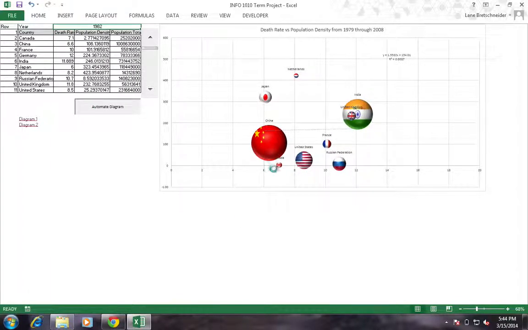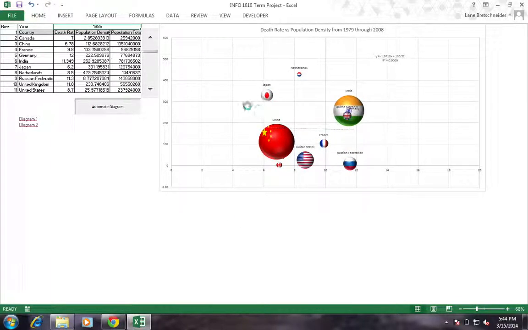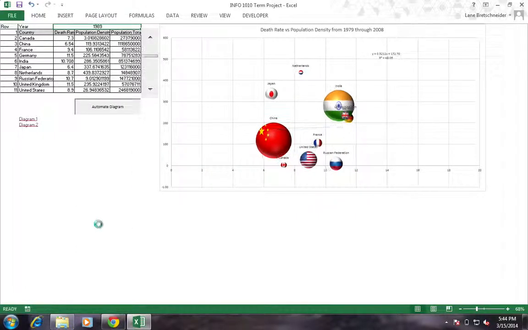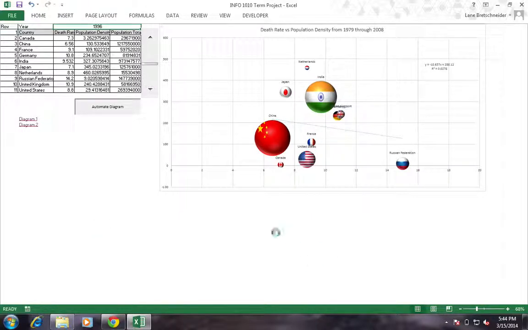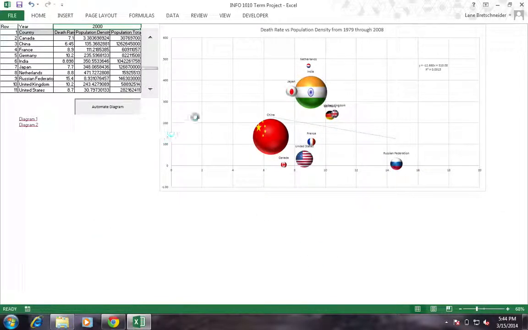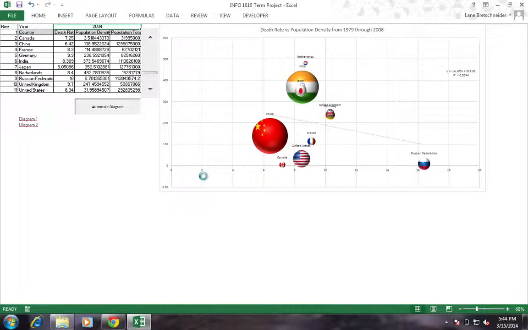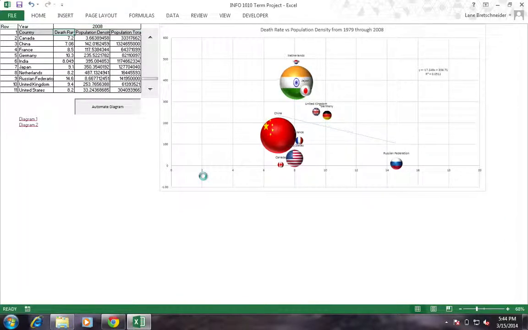Russia's death rate starts out pretty similar to most of the other countries, but right around year 12, you see a pretty drastic spike in death rate, and it doesn't really come back down too much after that. By the end, you see a death rate in Russia that's about twice as high as the average of most of the other countries there.